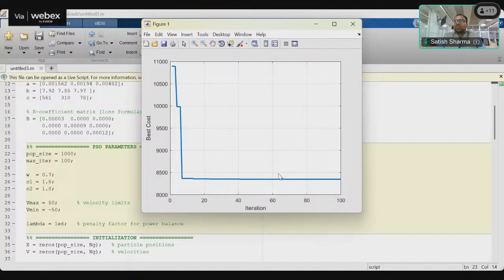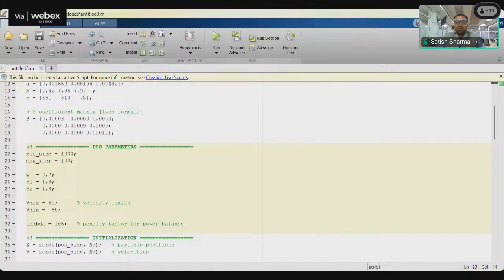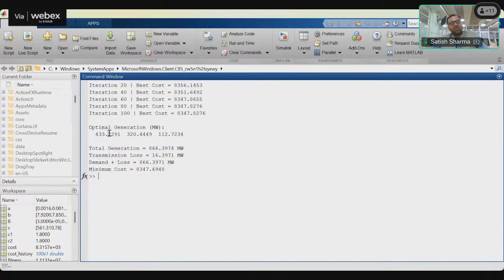So this is the convergence graph I'm getting. And if you look at the outcomes, the powers are 433, 320, and 112. Then I checked it with the book, what the outcomes are, because I gave it the same example which we have in our book.